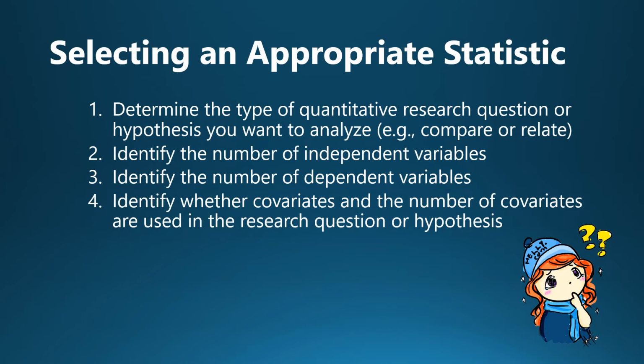Selecting an appropriate statistic. 1. Determine the type of quantitative research question or hypothesis you want to analyze, for example, compare or relate. 2. Identify the number of independent variables. 3. Identify the number of dependent variables. 4. Identify whether covariates, and the number of covariates, are used in the research question or hypothesis.